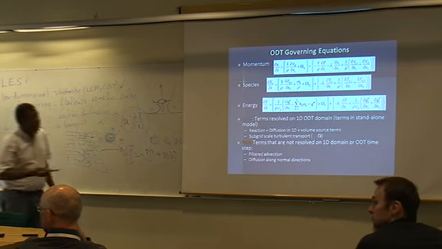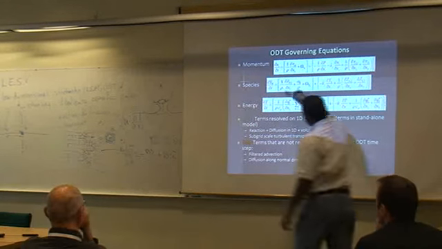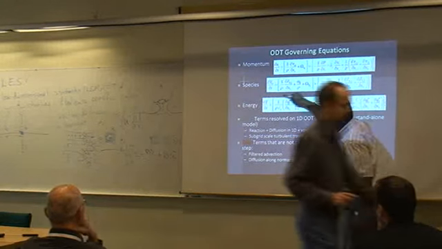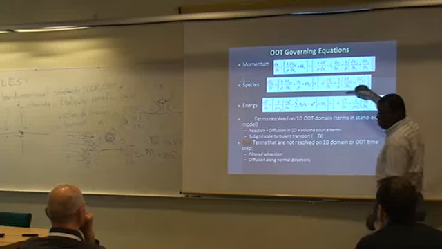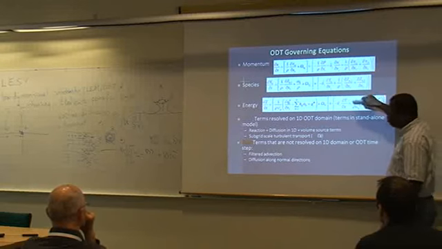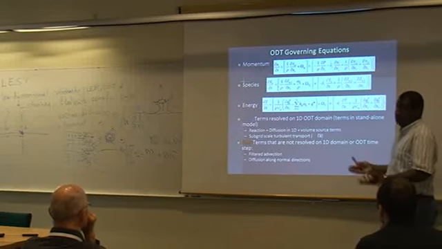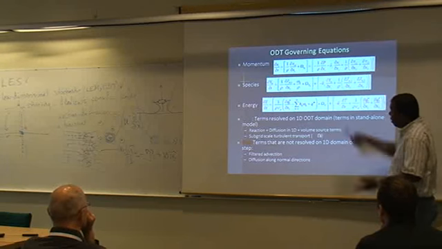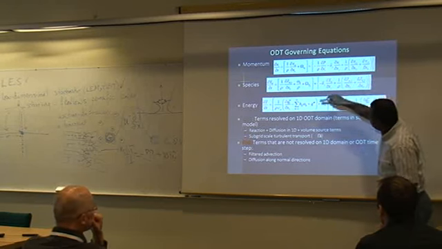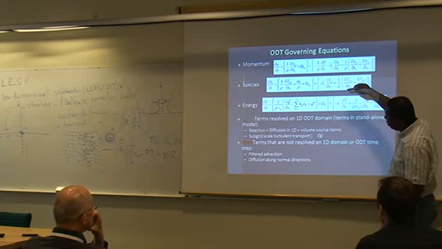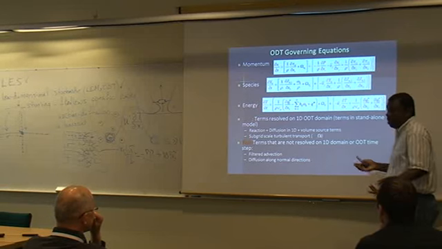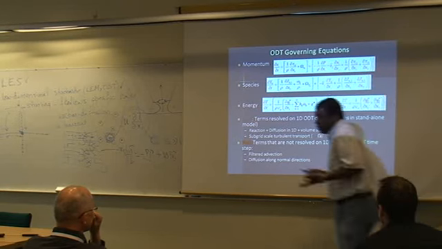But the idea is that these are DNS-like, and I have certain terms that are resolved, and other terms that I need to model. What do I need to do to make them look like a DNS-like solution? They're not DNS, but how do I model all these terms so that when I filter my solution, I get a right filtered LES solution? That's the idea.